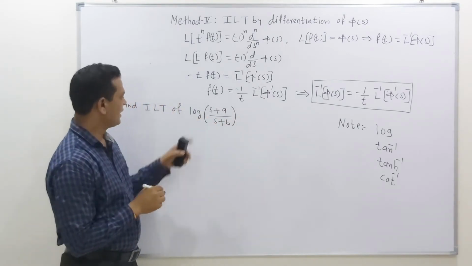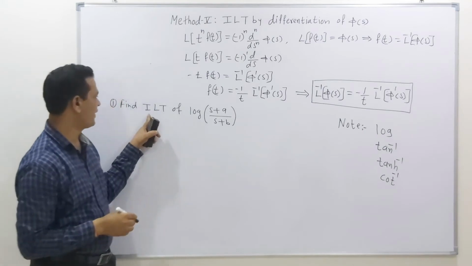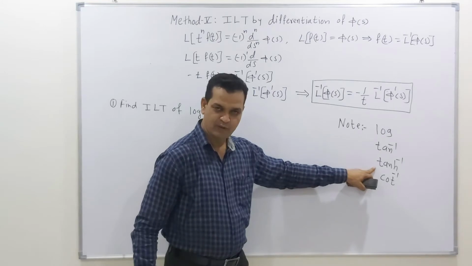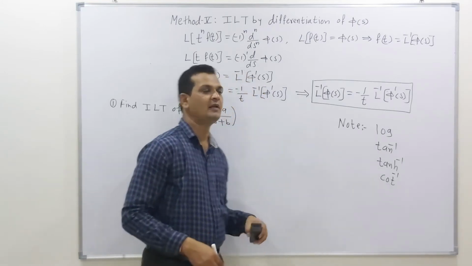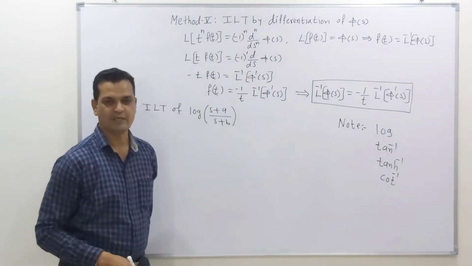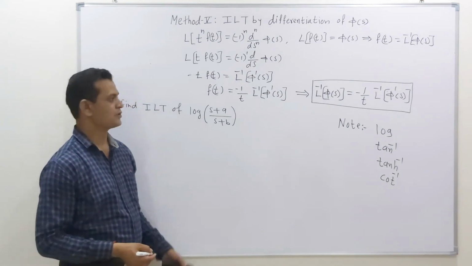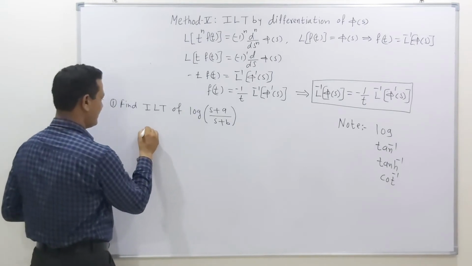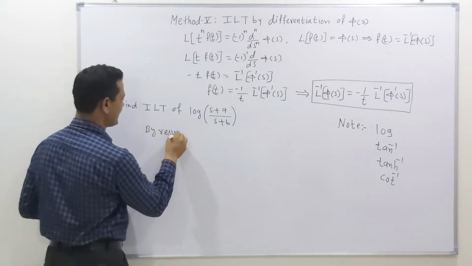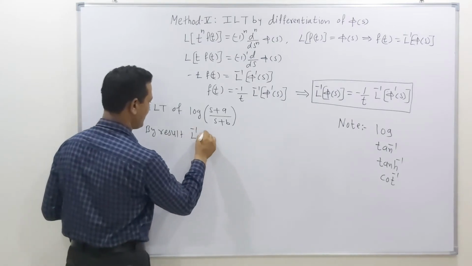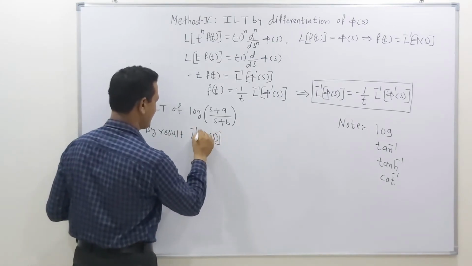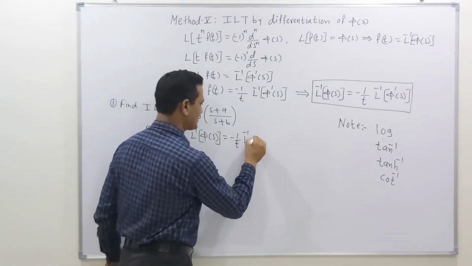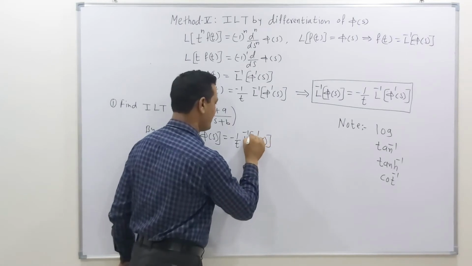Now friends, here a log term is available and the question is to find the inverse Laplace transformation. Whenever a log, tan inverse, hyperbolic tan inverse, or cot term is available, use the differentiation of phi of s concept for finding the inverse Laplace transformation. The formula for this concept is, by results, the inverse Laplace transformation of phi of s is equal to minus 1 upon t into the inverse Laplace transformation of phi dash of s.